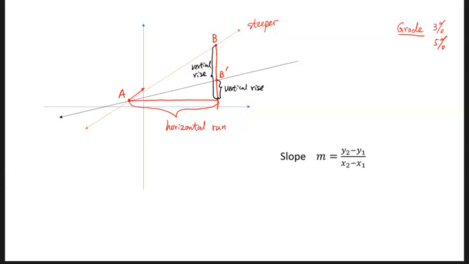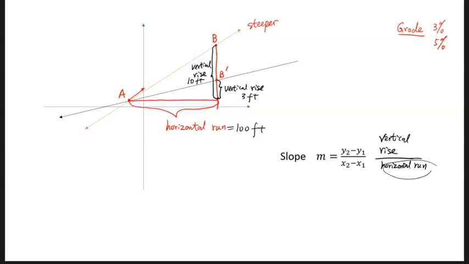And again, the horizontal run for both lines is the same, but the steeper line has a much bigger vertical rise. So that gives us the idea to define slope as the vertical rise, or we can just say rise, divided by the horizontal run, or you can just say run. Because with the same run, let's say the run is 100 foot, the vertical rise for the orange line is let's say 10 foot, but for the black line it's only 3 foot.